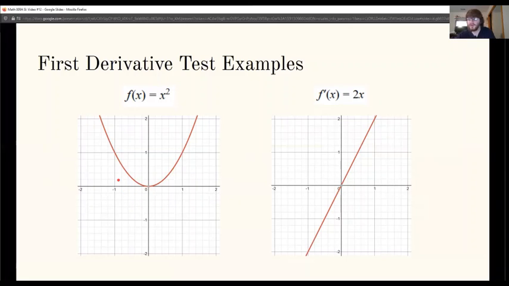And this is a simple case. You might check this on a more complex graph. Because here this is just an absolute minimum, which is easier to find, but you might have a case where this is relative and it's not quite as easy.